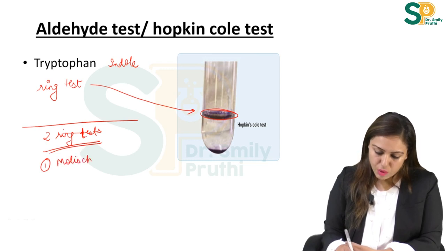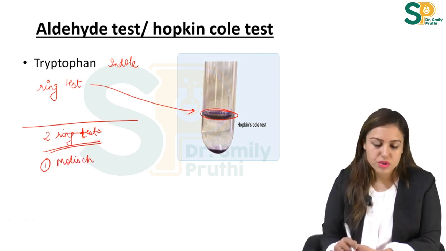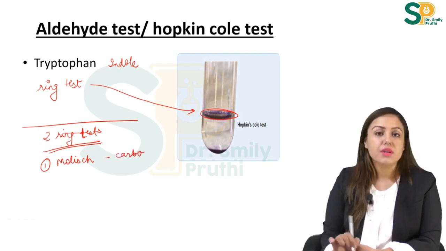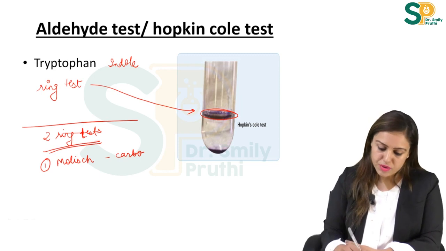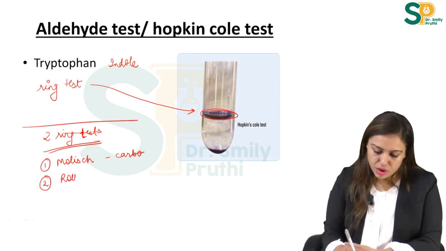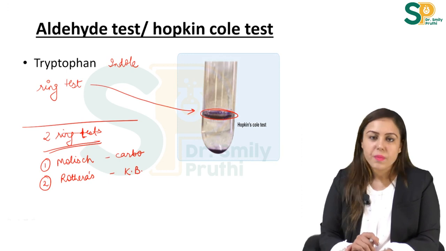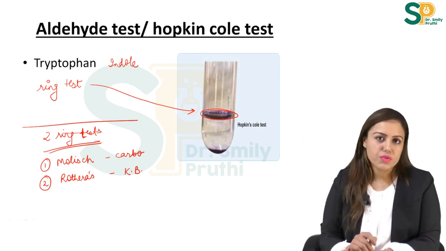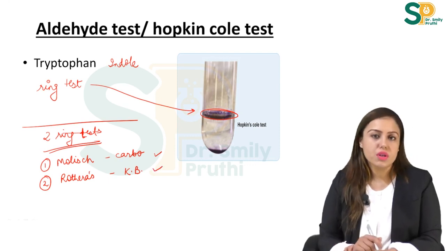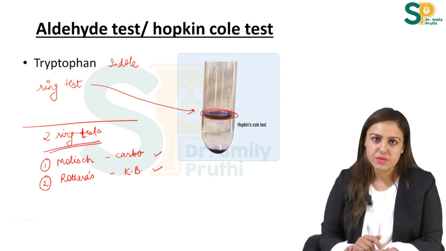One is Molisch test, which is for carbohydrates. It is a general test for carbohydrates. The other ring test is Rothera's test, which is for ketone bodies, and here also a purple colored ring is there. In Molisch test also a purple ring, in Rothera's test also a purple ring, right?